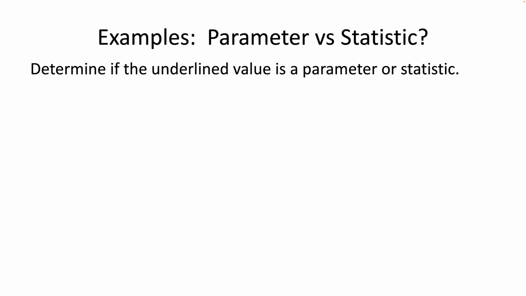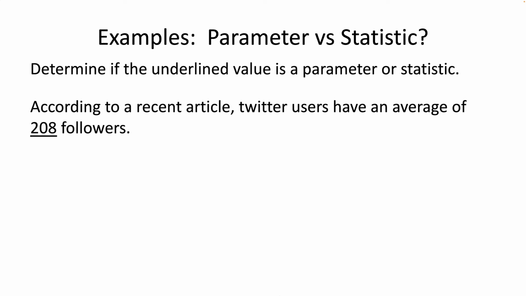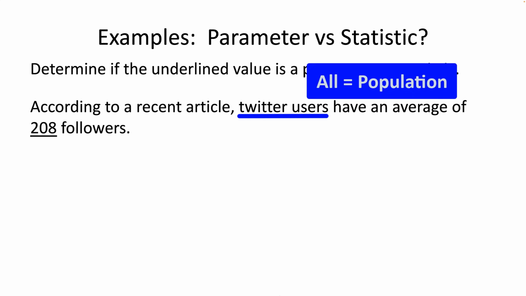Let's look at a few examples to determine if the information being given is a parameter or a statistic. According to a recent article, Twitter users have an average of 208 followers. We want to know, is 208 a parameter or a statistic? To determine that, you need to look at where this information is coming from. If this article is saying that Twitter users have an average of 208 followers, this information is from all Twitter users. If it's from all, then it's about the population. And if it's about the population, then it's considered to be a parameter.